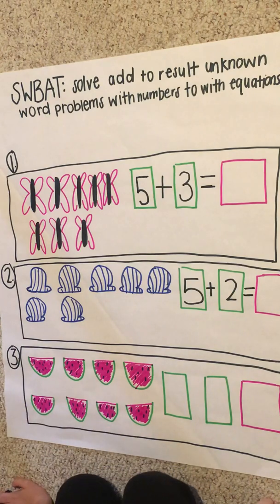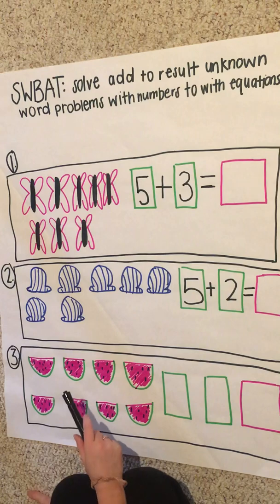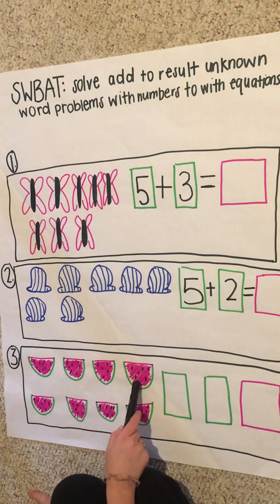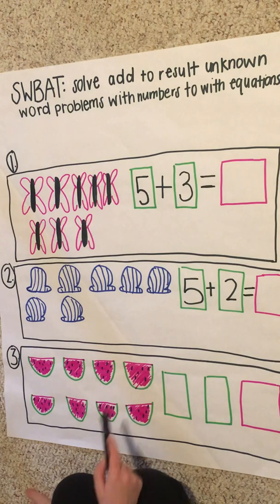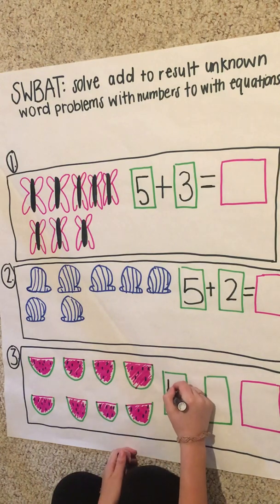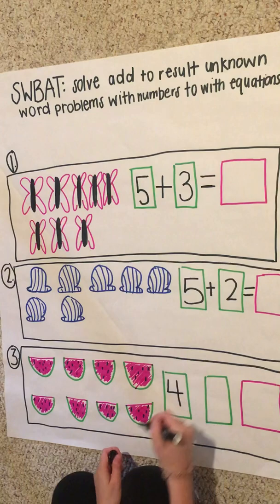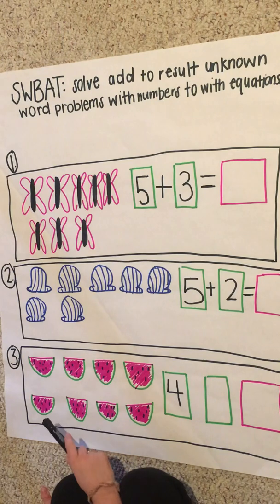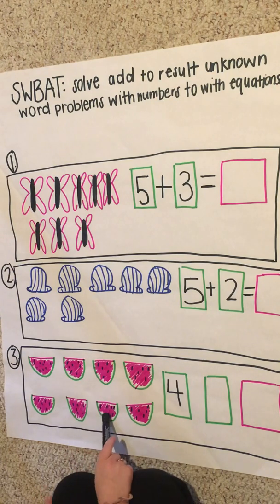Okay, so here goes our last problem. I went to the store and bought some watermelon. Let's see how many I have in my first row. 1, 2, 3, 4. How many are in my first row? 4. Now, how many did I have on my bottom row? 1, 2, 3, 4. 4 again.